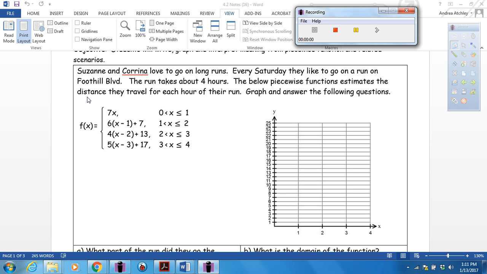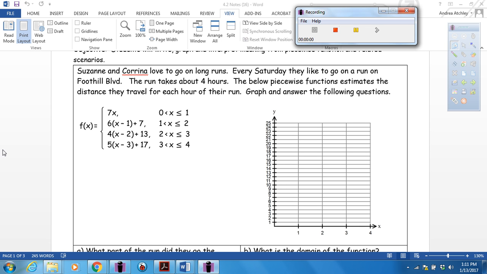Okay, Suzanne and Karina love to go on long runs. Every Saturday they like to go on a run on Foothill Boulevard. The run takes about 4 hours. The below piecewise function estimates the distance they travel for each hour of their run. Graph and answer the following questions.